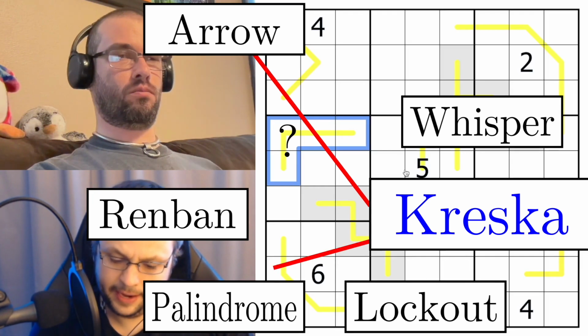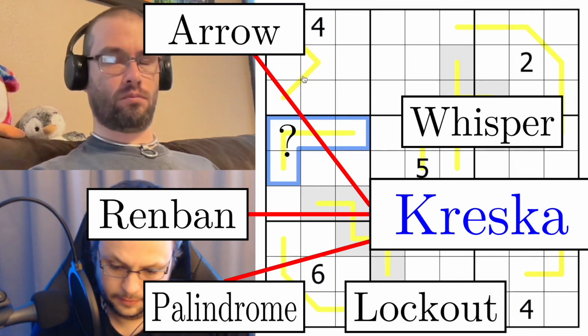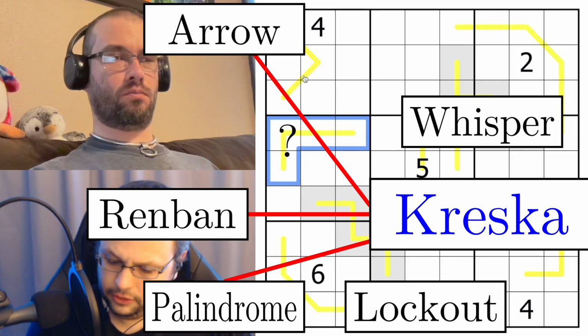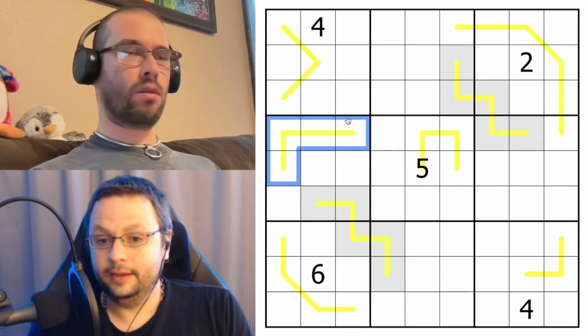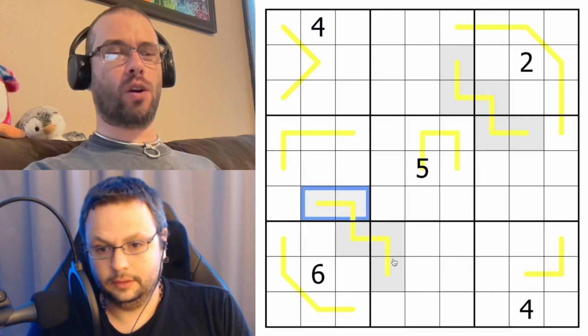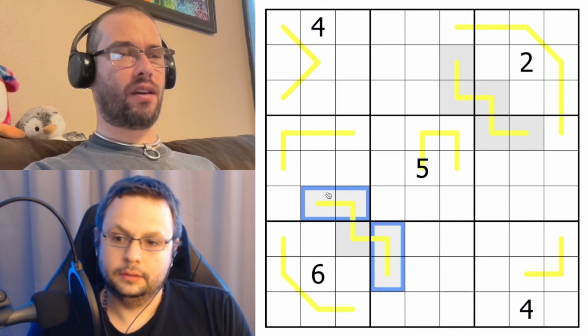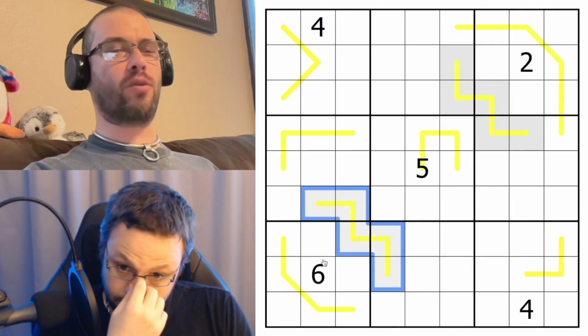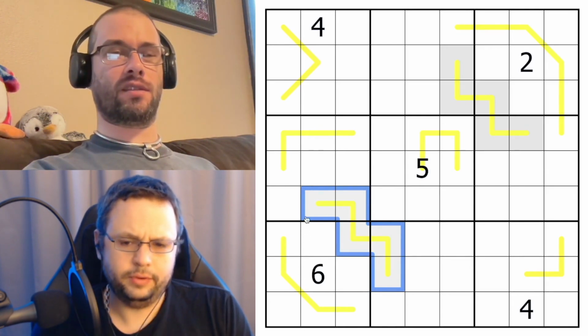You certainly can make a Kreska line a palindrome. You can make one a Renban. So there are actually two pairings with Kreska that I think we're not sure about. Oh! Yes? We said 5 could work on these. Being a palindrome and a Kreska line, but then how is it not also a Renban? Because we've repeated a digit.